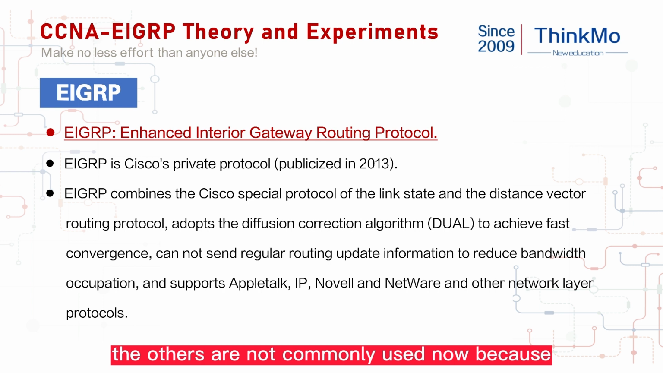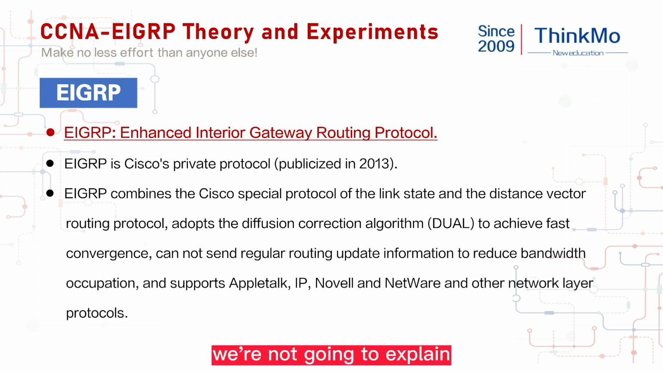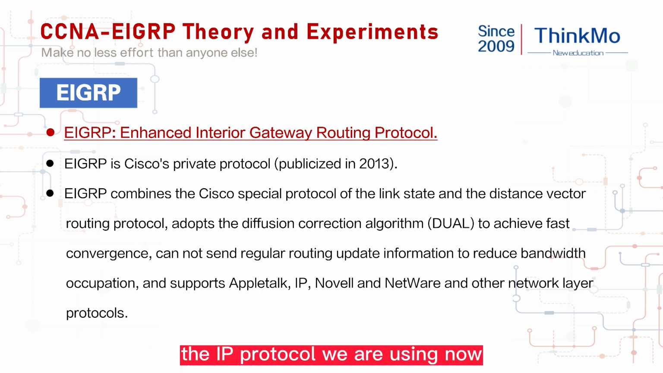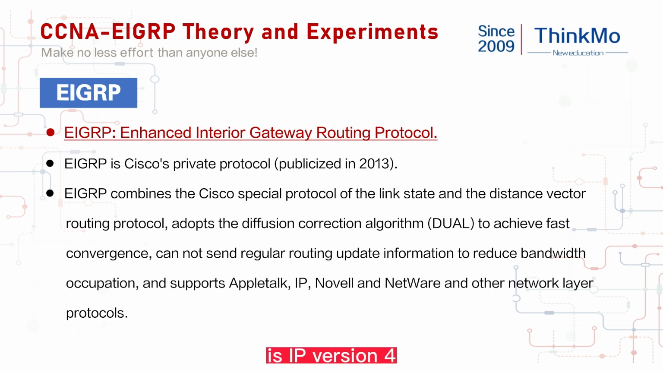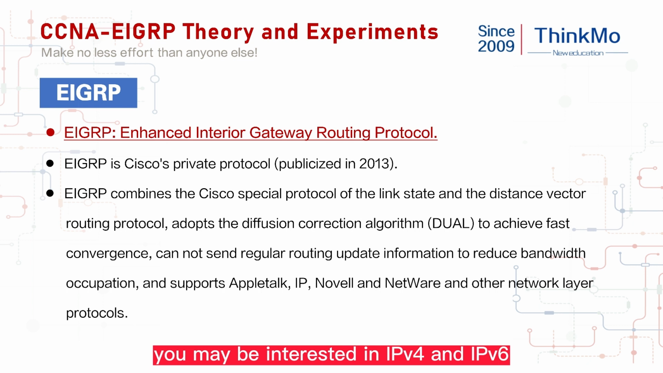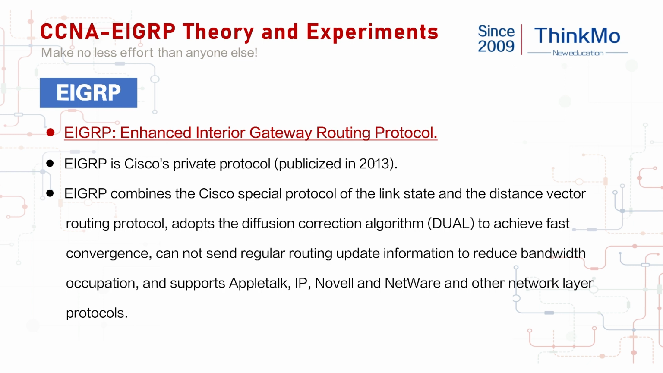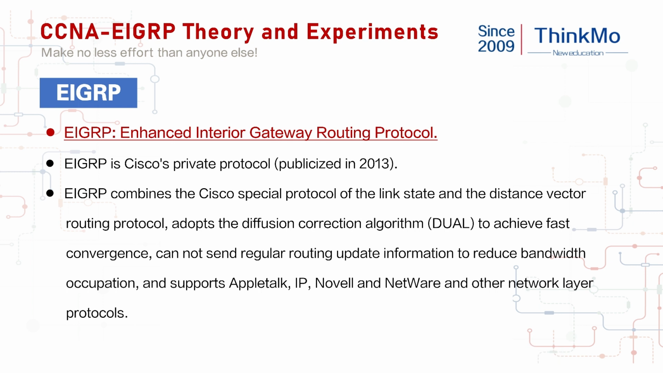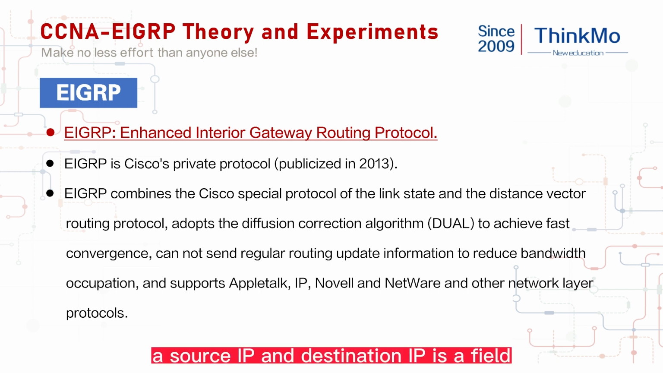Let's explain IP. The others are not commonly used now, so we're not going to explain them. For the IP protocol, the first thing you need to know, when we were talking about the third layer, I actually told everyone, the IP protocol we are using now is IP version 4, Internet Protocol version 4. We now also have IPv6. You may be more interested in the IP address, but the IP address is actually a field in the IP protocol, a source IP and destination IP field.